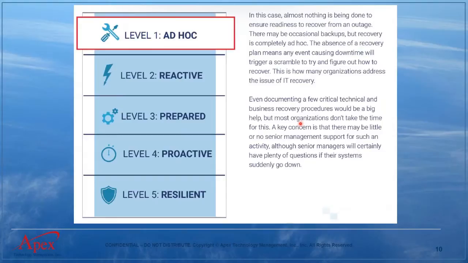A lot of times when we find these companies that come to us, there really is no senior management involved in understanding what the risk is that the organization is facing due to this level. So it's very important that you start to make some plans to move up the maturity model curve.